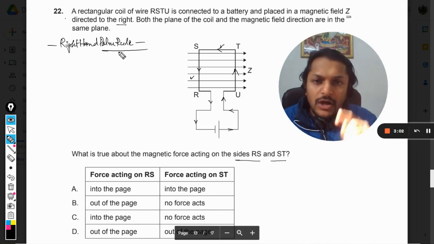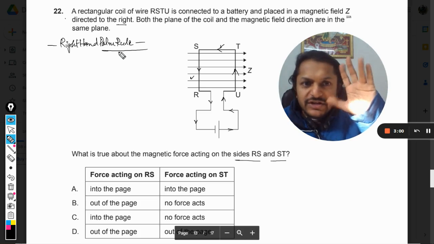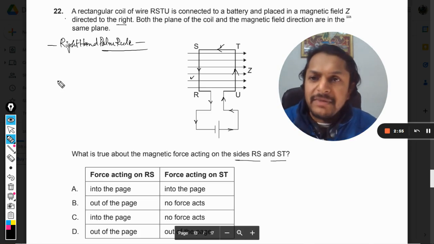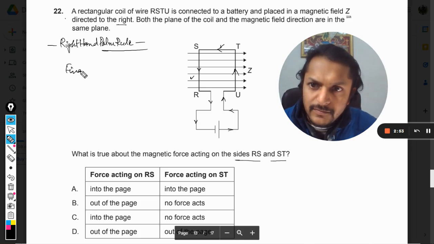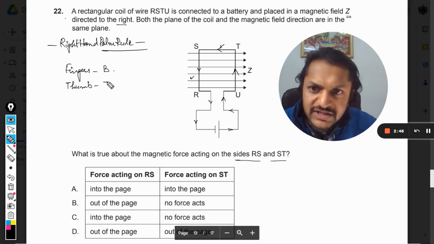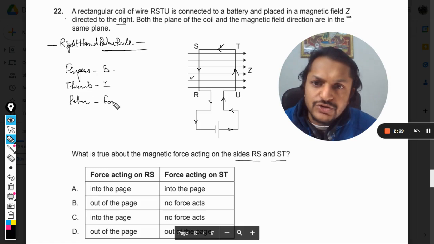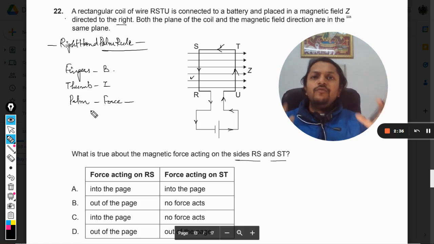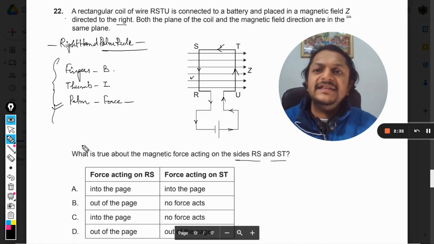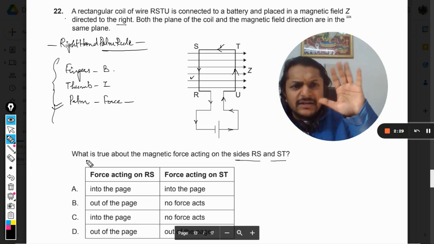Okay. Now, in this question, I use the right hand palm rule. This is the right hand. So what happens is my fingers will be pointing towards the magnetic field first of all. So fingers are towards magnetic field. Thumb is pointing towards the direction of the current, and the palm will be pointing towards the force. Palm will be pointing towards the force, and this is what we want to find. This is the right hand palm rule. Very easy, you see. This is the palm.